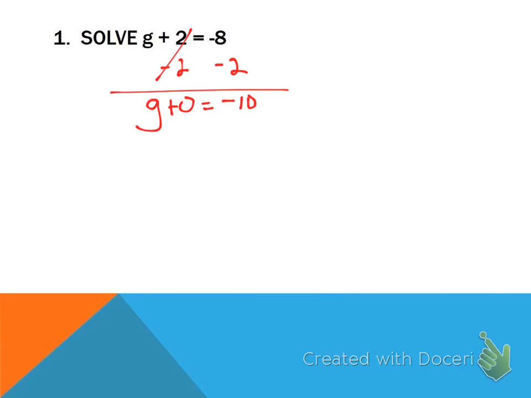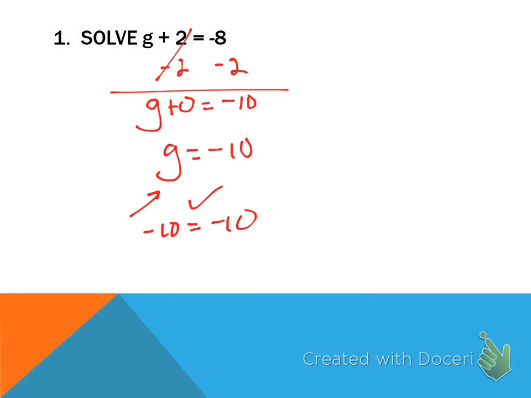Negative 8 minus 2 is negative 10. It's important for us to remember that when we do that, the reason why we cross the 2 minus 2 out and we don't write anything down is because they add to 0, and g plus 0 is just g. So we get down to g equals negative 10. Right? Again, if I'm asking you for a solution, the solution is negative 10. Because if I plug negative 10 in for g, this would give me a true statement.